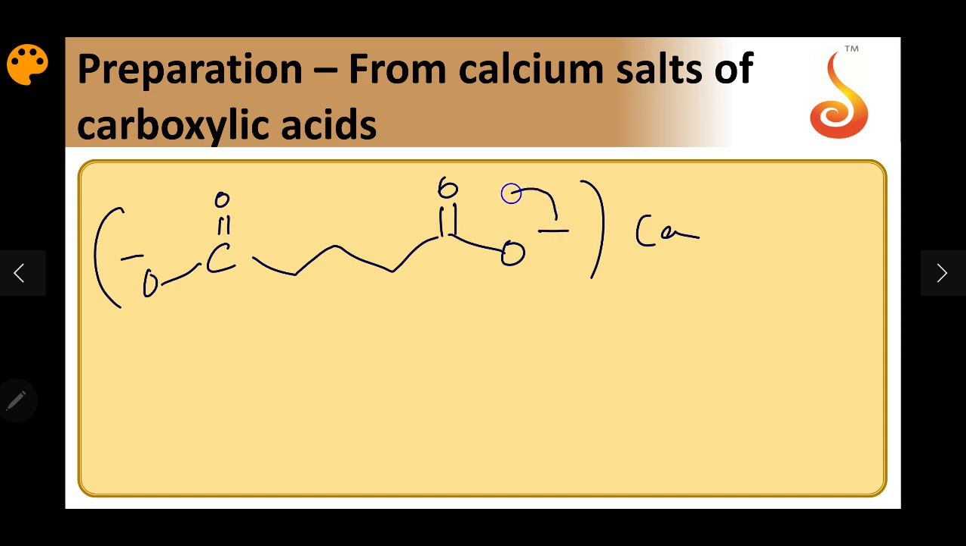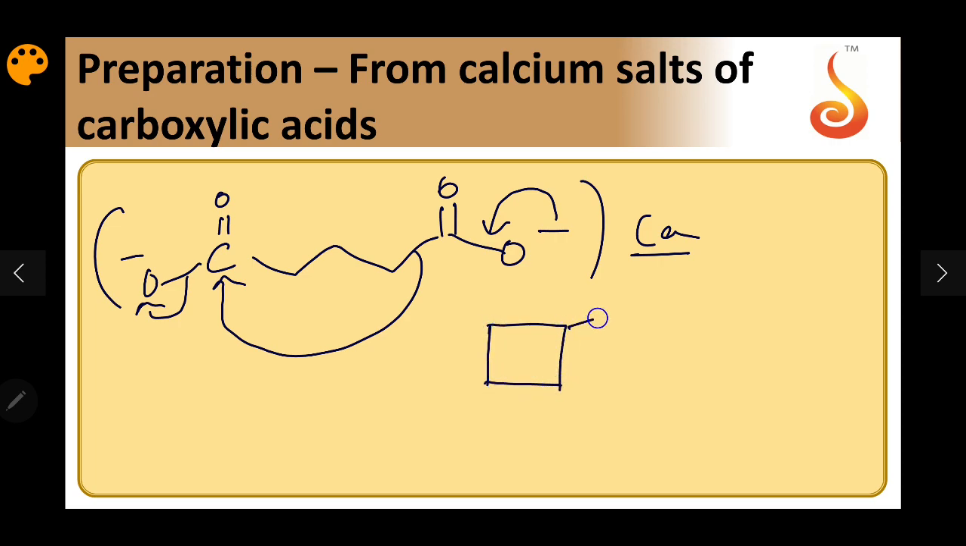This O minus will come here, this pair of electrons moves here, and O2 minus will go out with calcium, so CaO will be formed, and CO2 will combine with CaO to form calcium carbonate. So I am getting 1, 2, 3, 4 here, cyclobutanone. One carbon less than the dicarboxylic acid will be obtained as a cyclic ketone. So calcium salts of dicarboxylic acid always form cyclic ketones.